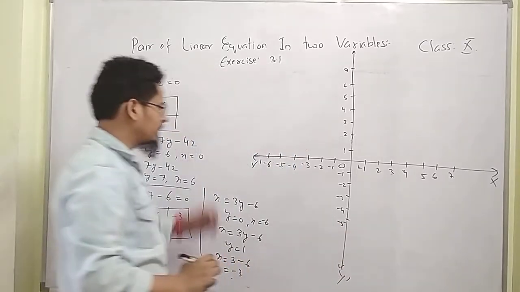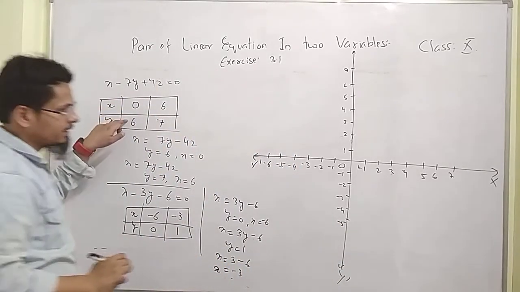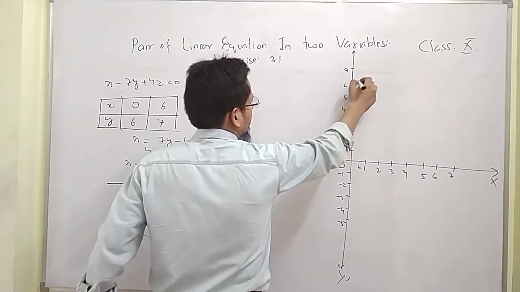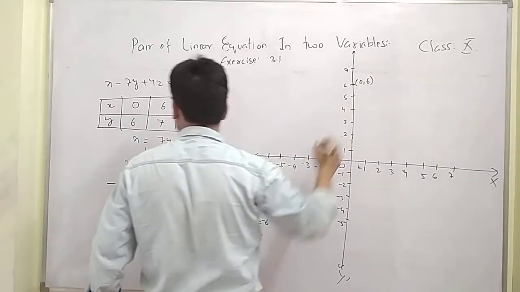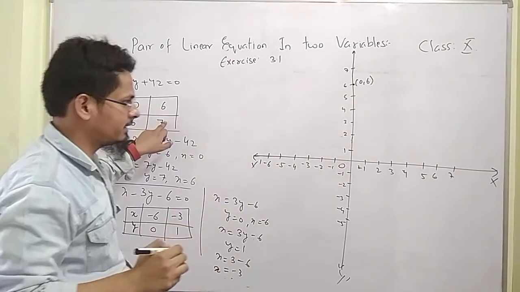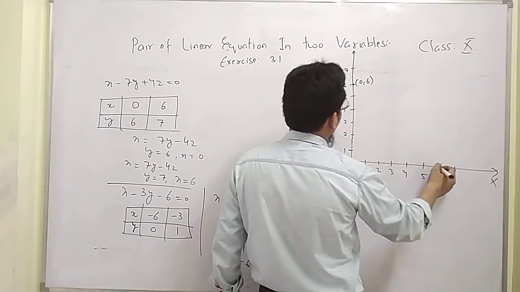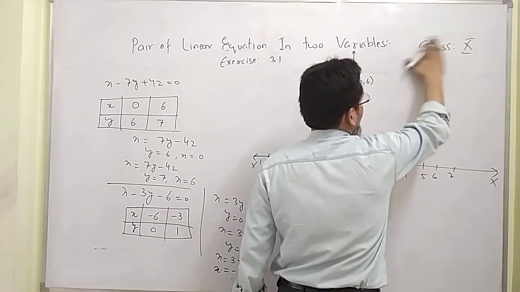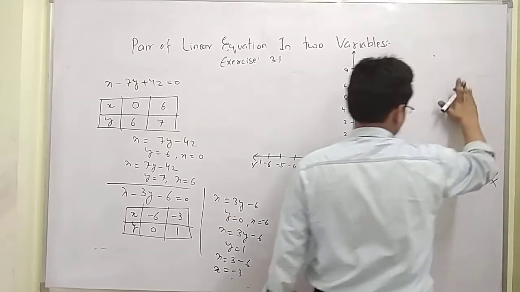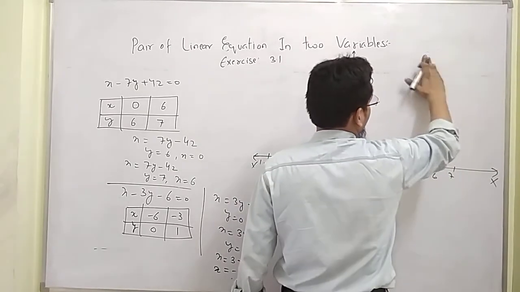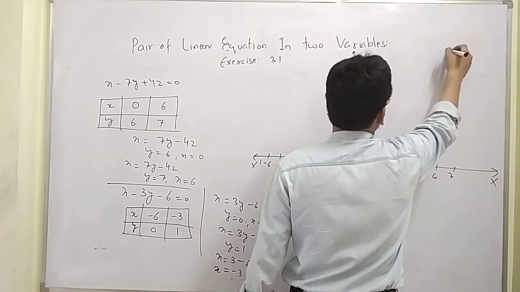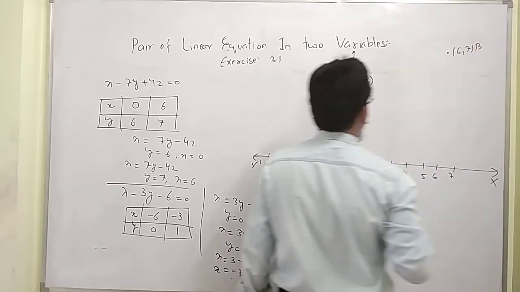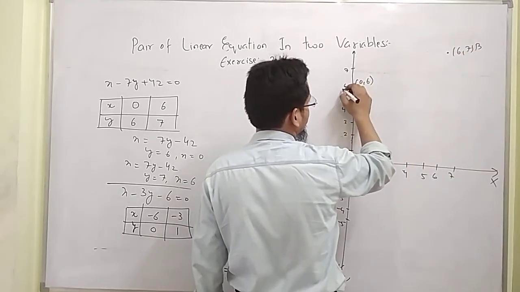Now plot the points, class. It is 0, 6: x is 0, y is 6. So this point will be 0, 6. The next point will be 6, 7: x is 6 and y is 7. We will get this point somewhere here. It is 6, 7. So now I join both the points.